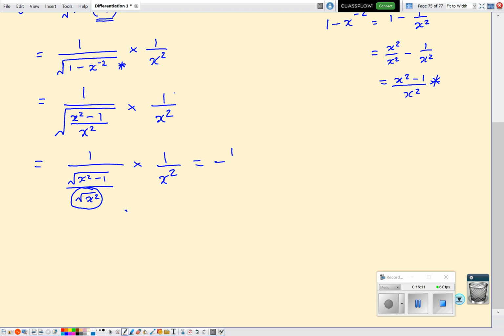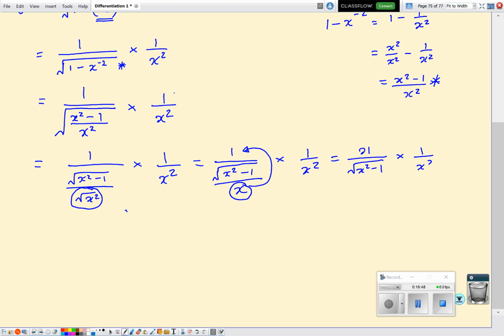So we've now got 1 over root x squared take away 1 over x times 1 over x squared. Takes quite a wee while, but you just have to be careful not to make mistakes as you go. And then almost there, 2 more steps to go. Now, if we're dealing with this, that x is going to go into the numerator, and we'll finish off with x over square root x squared take away 1 times 1 over x squared.